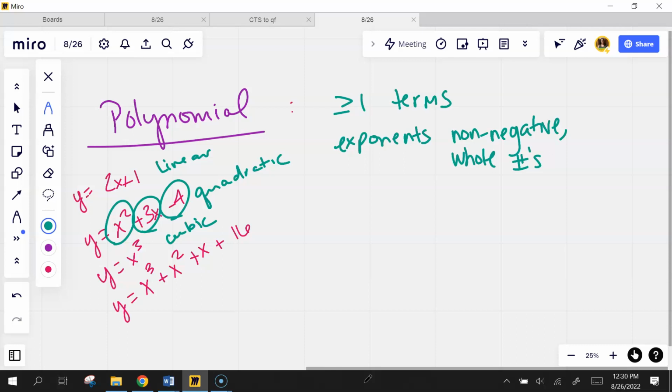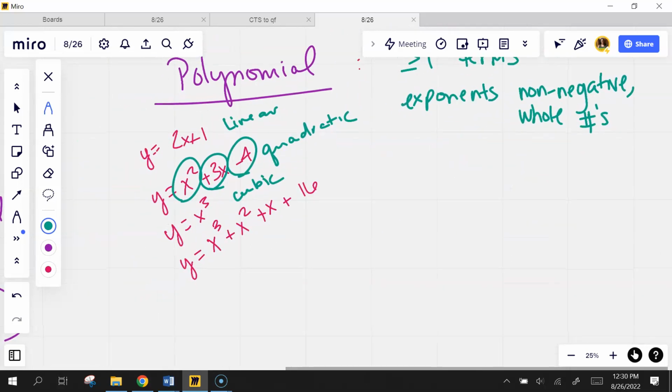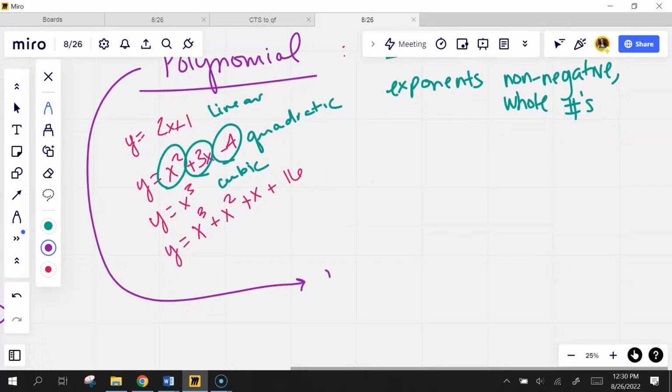Now, this is how we define it in Algebra 2. I hope you remember that this is how we defined it in Algebra 2. We went through all this, and then I gave you several, and I said, is this a polynomial or is this not a polynomial? Whole numbers. Now that we're in pre-cal, we're a little bit fancier. We say that a polynomial is defined this way.